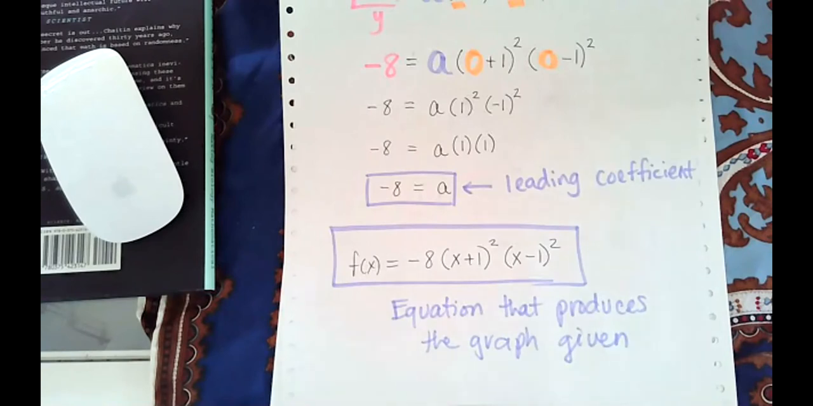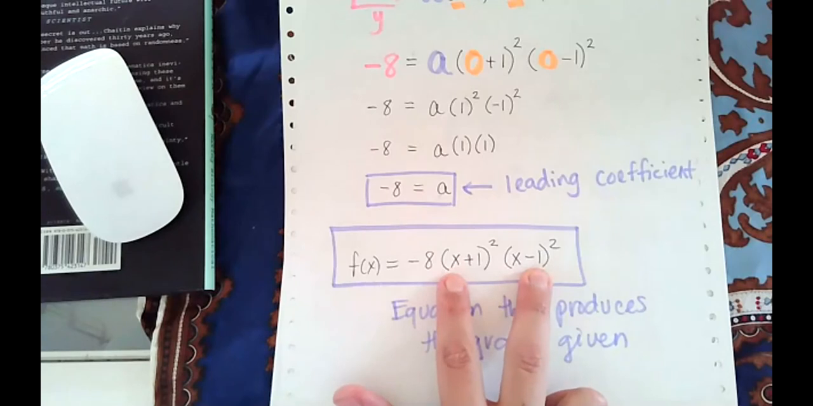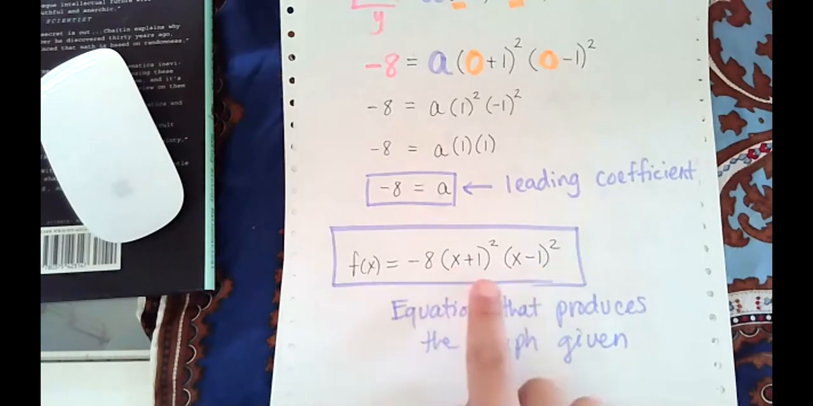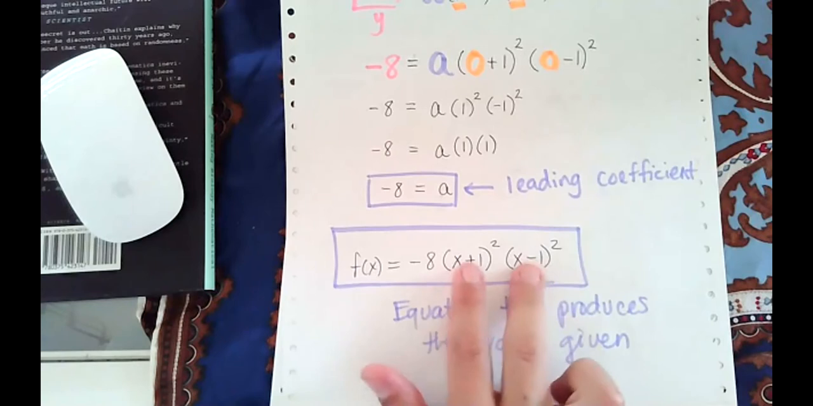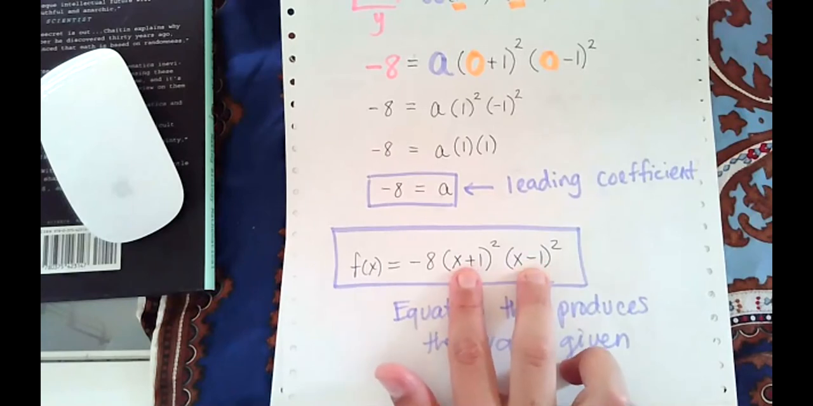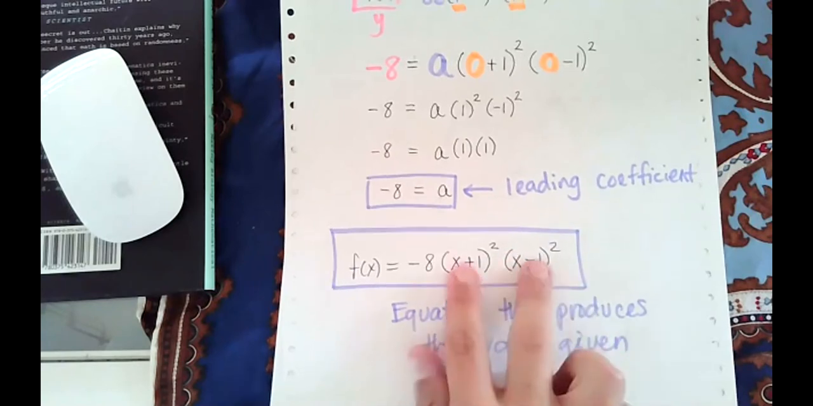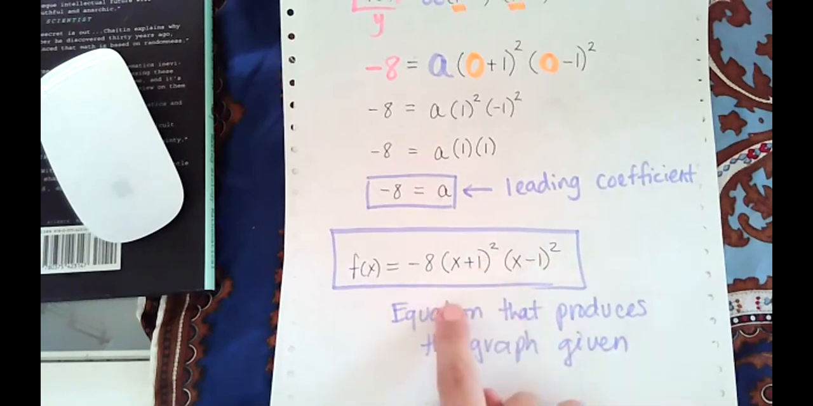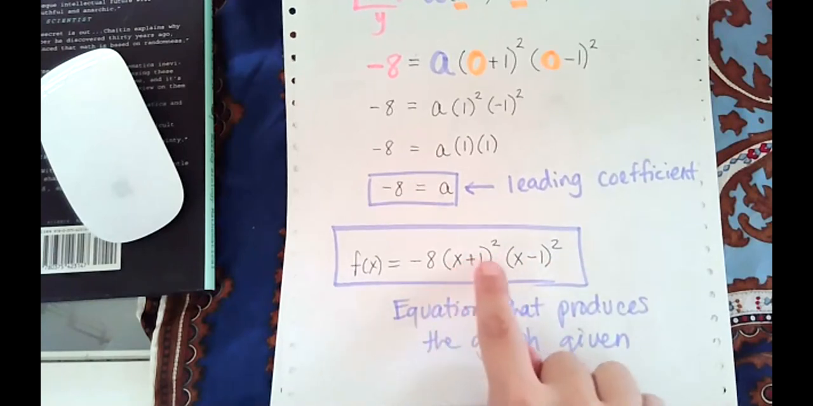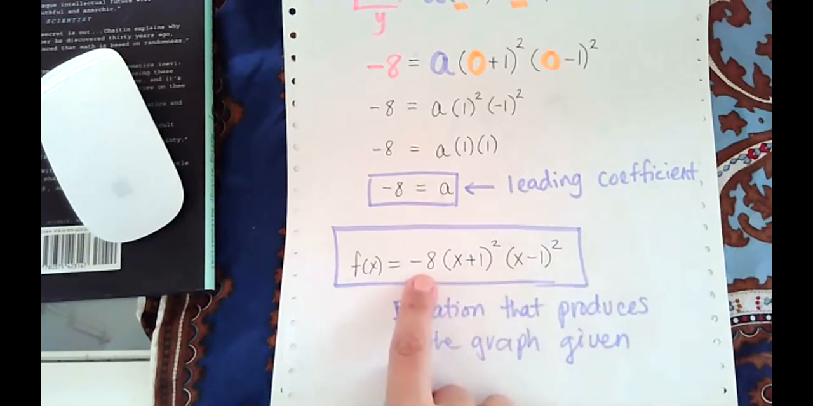And you could do a little gut check here, because these factors tell you that the x-intercepts are at negative 1 and positive 1. It's sort of like the opposite of what you see here. The behavior at the x-intercept should be quadratic, so we should just bounce against the x-axis and not cross it. And then the leading coefficient says that it should be upside down because there's a negative sign in front of it.